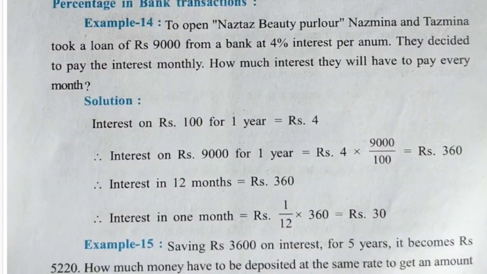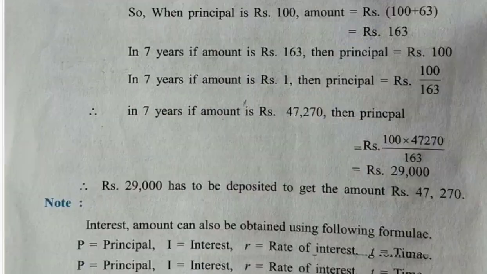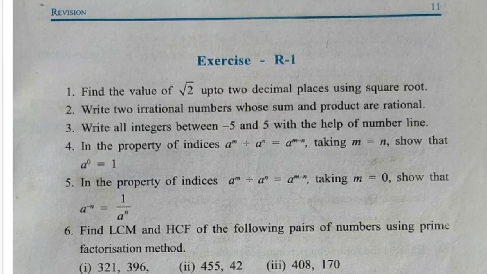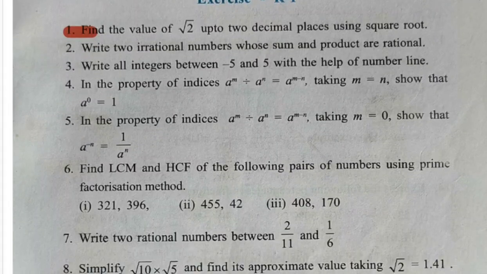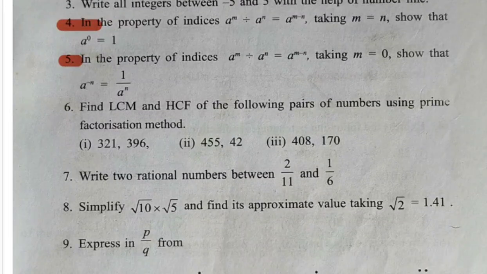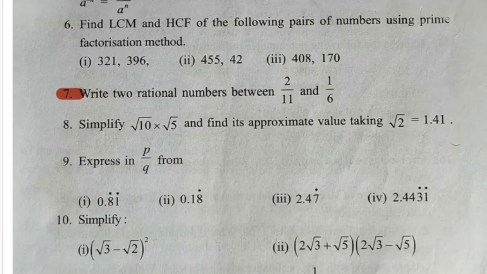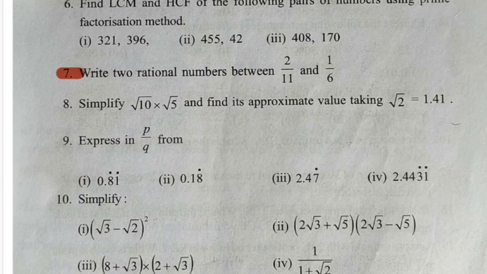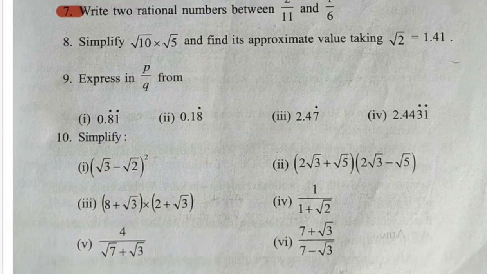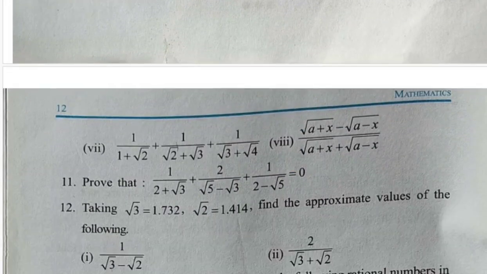Now if I see from the exercise questions R1, question number 1, you can see. Similarly, question number 2, here you can see question number 4. Similarly, you can see question number 5. Okay, question number 7 you can see, which is important, express in p by q form. You may get one type of question from here. Similarly, question number 10, if you see the next page, that is question number 7 and 8. Okay, these are very important for your exam.